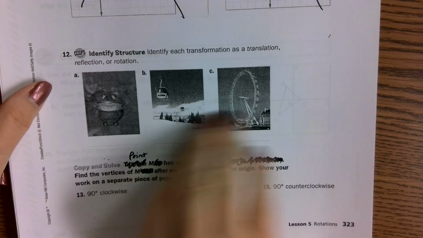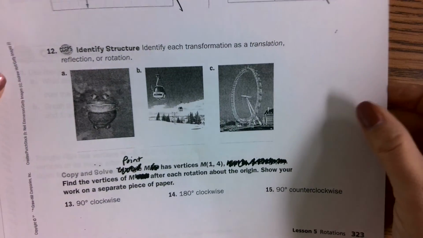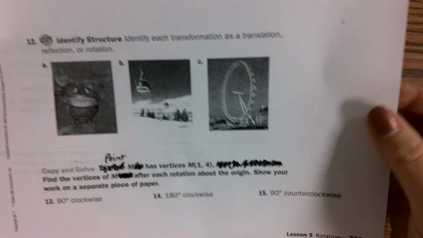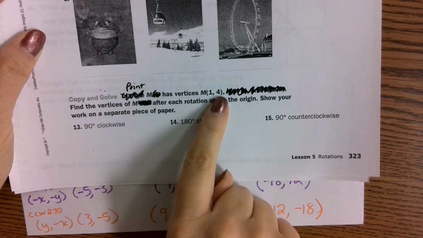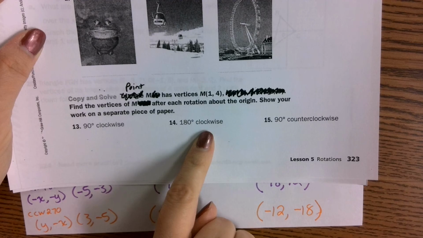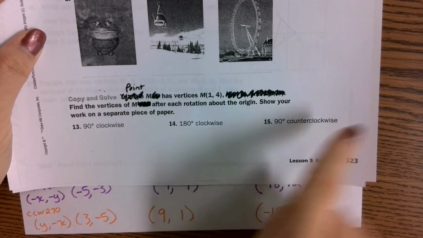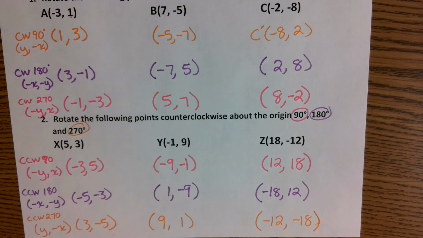One of them is a translation, one of them I believe is a reflection, and one of them is a rotation. Then here, it had a whole bunch of points. I'm just having you focus on one point, point M. You're going to rotate 90 degrees clockwise, 180 clockwise, 90 degrees counterclockwise, and then your Georgia practice again. I know it seems like a lot, but I promise you it's really not. It goes pretty quick.